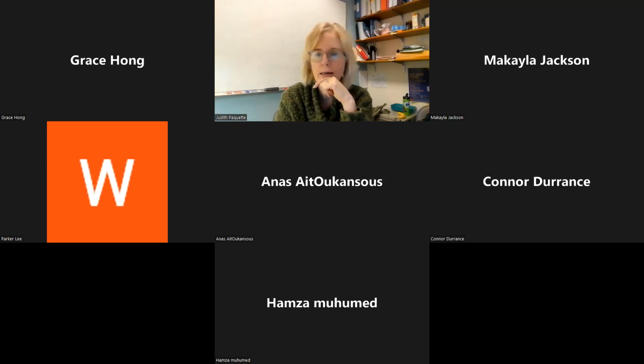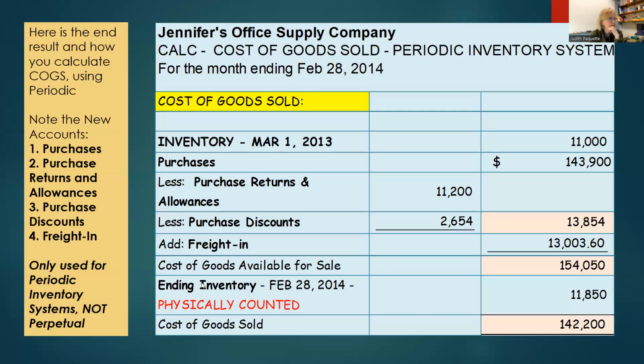And let's go back to that. So that is what companies do. They keep track and they kind of just lump all their costs. And then at the end, they say cost of goods available for sale, and they say ending inventory, only 11,850. This 142,200 must be our cost of goods sold.